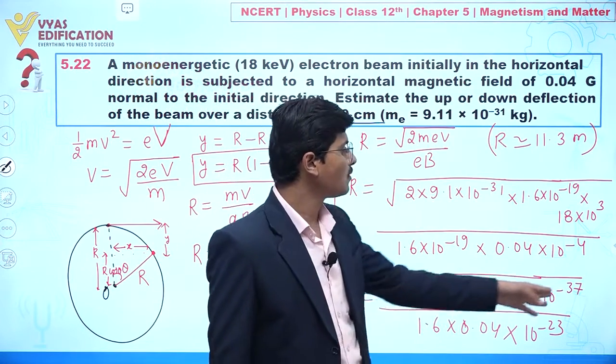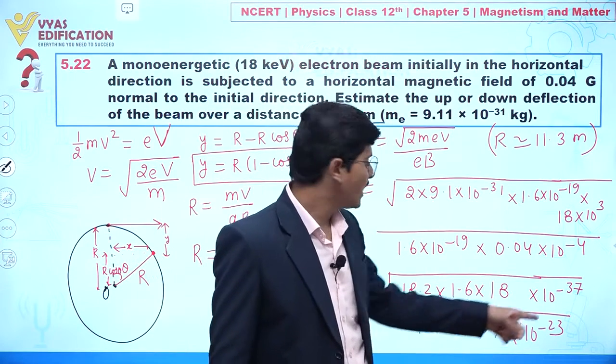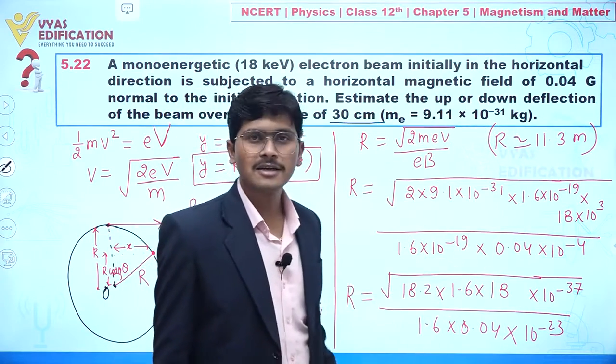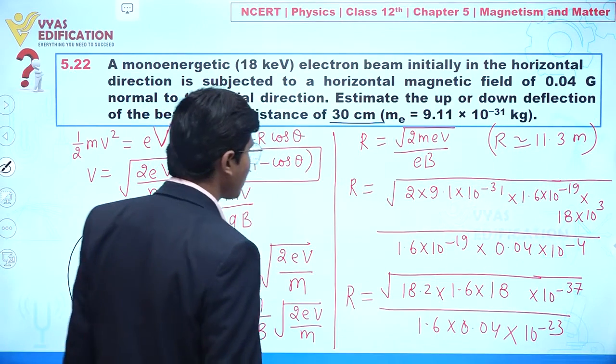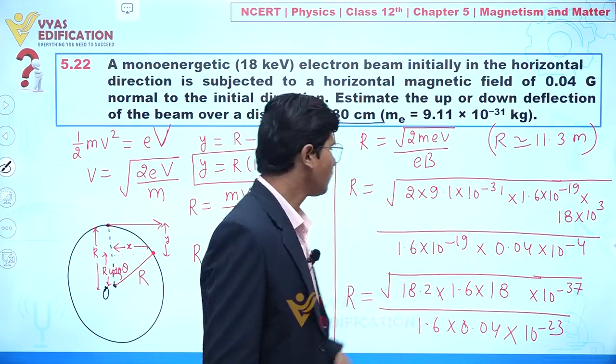Or you can say 4 multiply 10 to the power minus 38. So 4 becomes 2 and this becomes 10 to the power minus 19. Clear to you? So if you solve it, definitely you will get here value equal to 11.3 meter, clear?